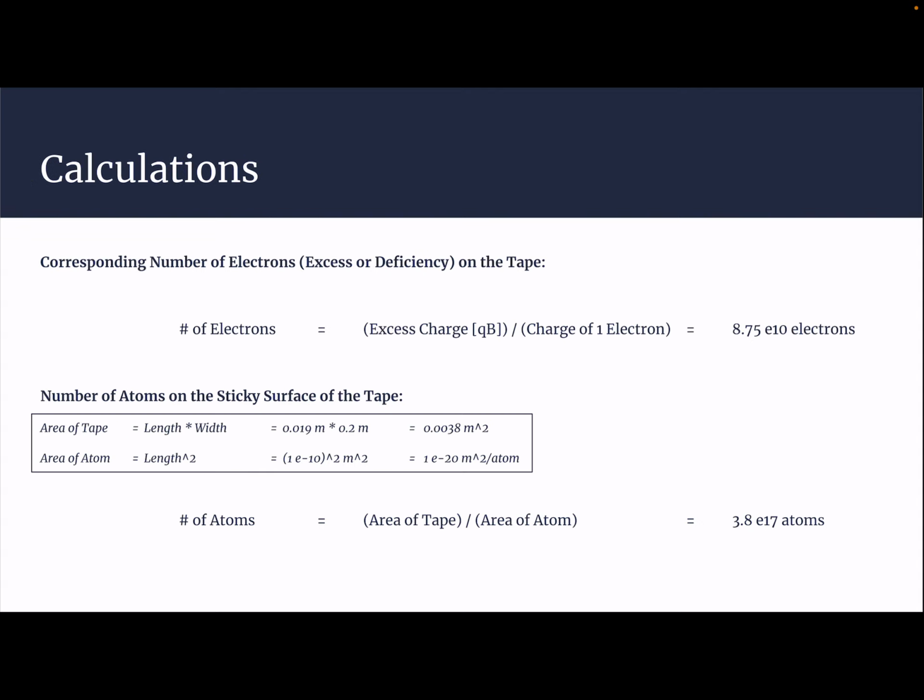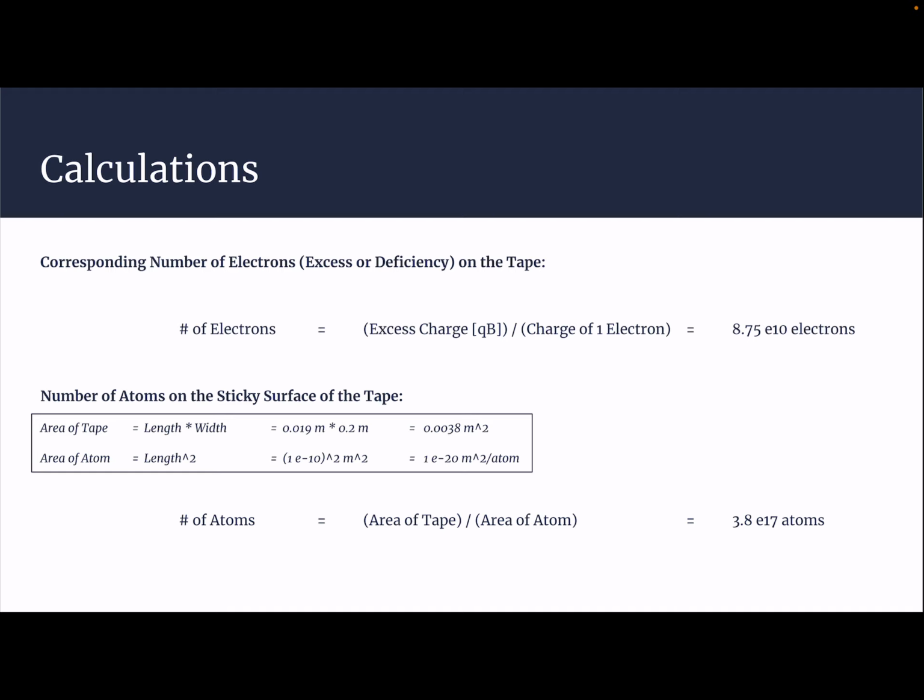For our second set of calculations, which are seen here, we calculate the corresponding number of electrons, the number of atoms on the sticky surface of the tape, and the ratio of the number of electrons to the number of atoms on the sticky surface. Here you will find that the number of electrons was 8.75e10 electrons, by dividing the amount of excess charge by the charge of one electron.